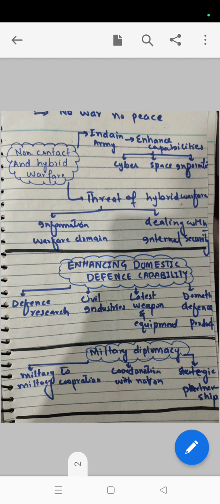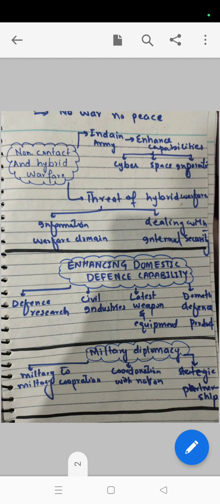And then India also has the threat of hybrid warfare. For this they have the information warfare domain and deal with internal security, because unless you have a hard type of security regarding your internal dynamics, a strong control over the information flow, and strong cyber security, you are not able to have a strong side in hybrid warfare or non-contact warfare.